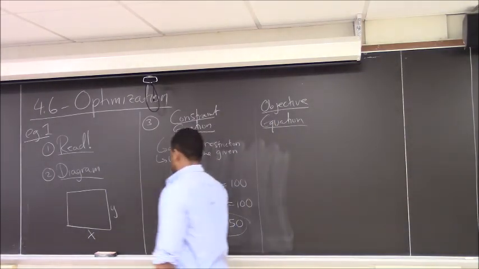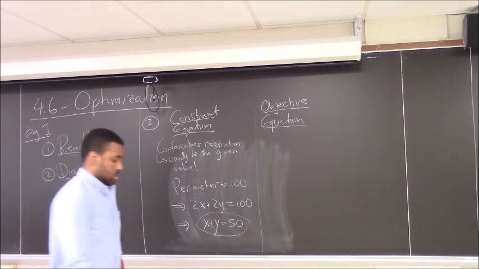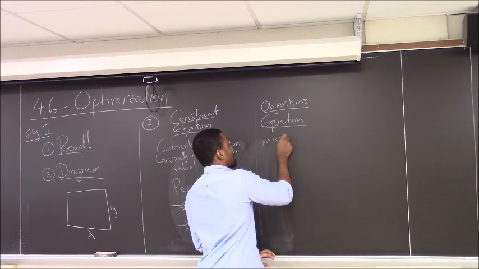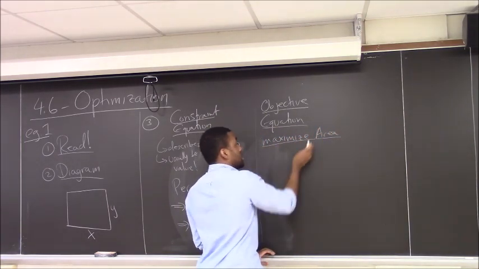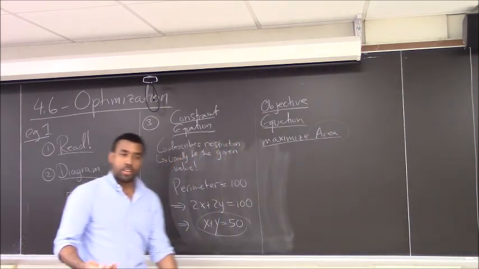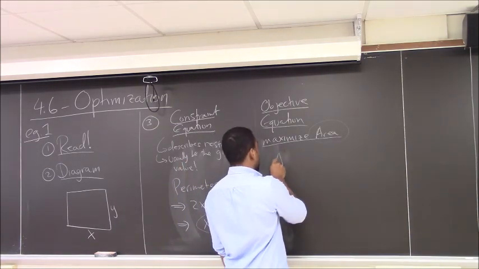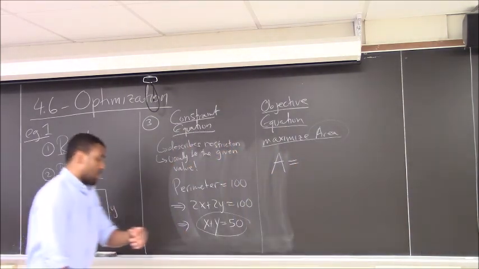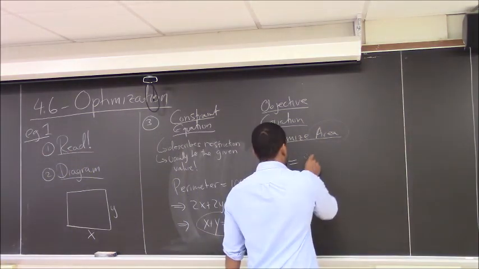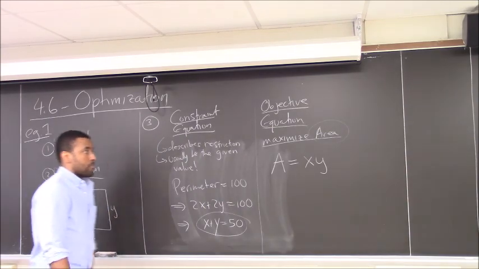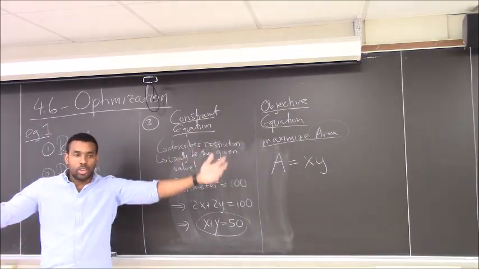What about the objective? What is it that we want to do? We want the largest area, so we want to maximize area, which means the equation that describes area is going to be our objective equation. And based on this diagram, what would be that equation? x times y. Length times width. Now ultimately we want to maximize this, which means we're going to find derivatives and critical points and all that.